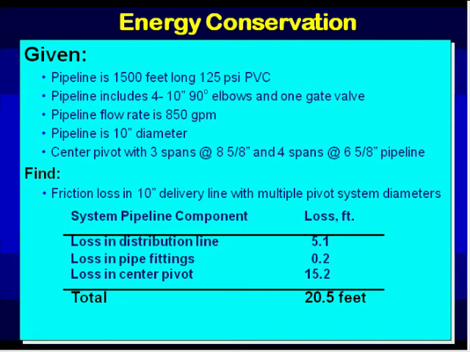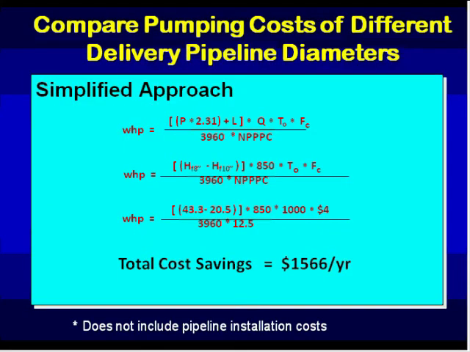So we have the loss in the distribution line of 5.1. We have the loss of the pipe fittings of 0.2, and the loss in the center pivot of 15.2. So now the total is 20.5 feet of friction loss in our system, which again is a little less than half of what the previous one was.